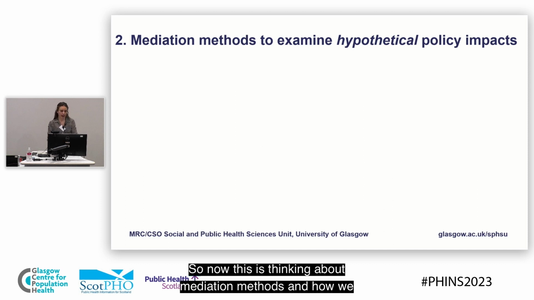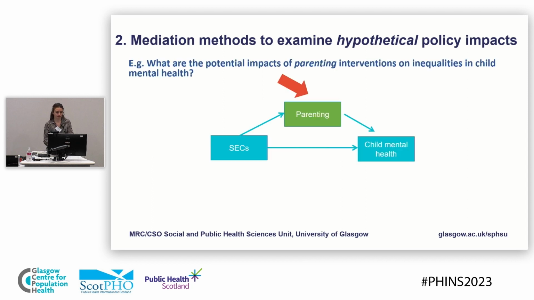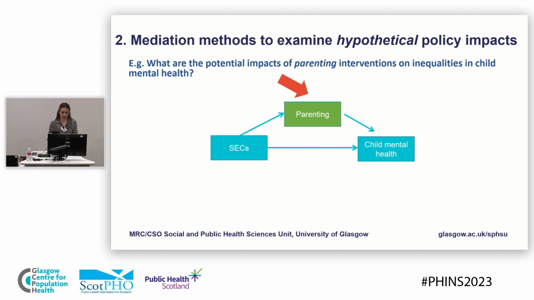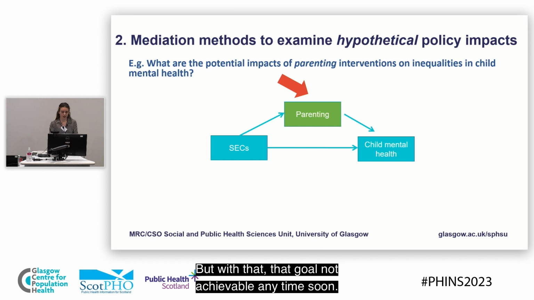So now this is thinking about mediation methods and how we can examine them to think about hypothetical, quite simplistic policy impacts. So in this work, we're essentially saying, okay, so in an ideal world, we would be intervening on socioeconomic circumstances in order to improve health and reduce health inequalities. We're chipping away at that in Scotland, but with that goal not achievable anytime soon, the idea is, well, let's look at the causal pathways. What are the mechanisms that might be amenable to change that could then block part of the effect that social disadvantage has on kids' health?